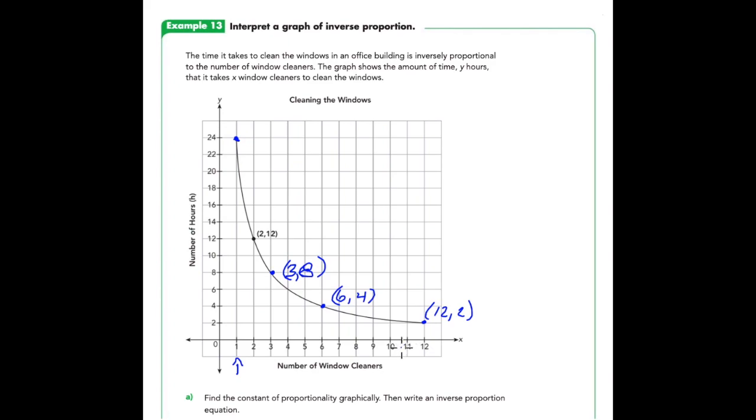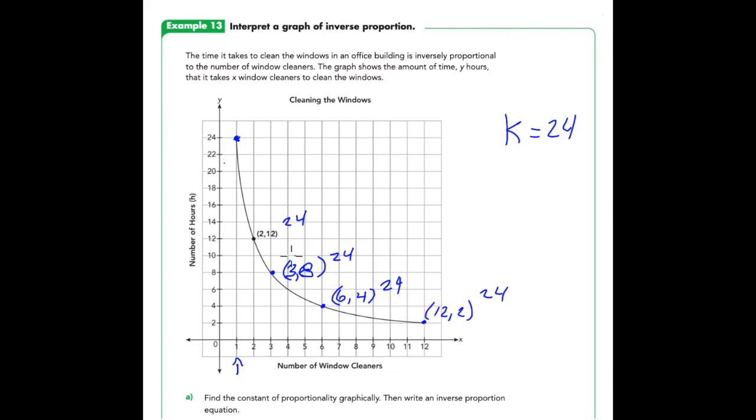So to find the constant, that's what we're looking for here. Instead of dividing y by x, because it's inverse, we're going to multiply our y and our x value. I already looked at this, and I know that our constant is 24, because when x is 1, y is 24. But if we took any of these coordinate points, 2 times 12 is 24. 3 times 8 is 24. 6 times 4 is 24. 12 times 2 is 24.